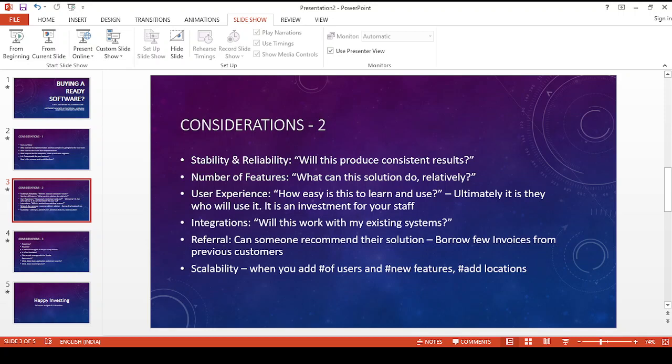Referral. So when you are investing big money, you need to ask for the invoices from their previous customers so that you get belief in their product. Then the next question to be asked of the vendor is all about scalability. So you have bought this for a particular number of users and for particular locations. Suppose you want to extend the same software to different locations, you want to add new currencies, you want to add new features, etc. And the same software needs to be scalable. So this is the question that you need to ask the vendor again.